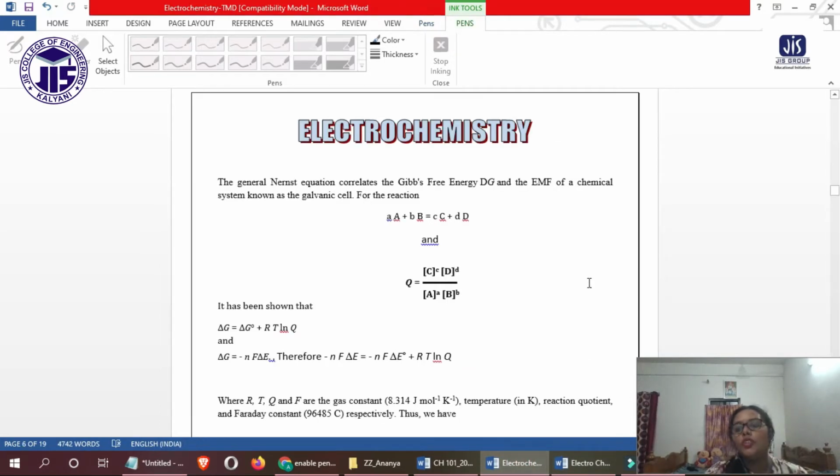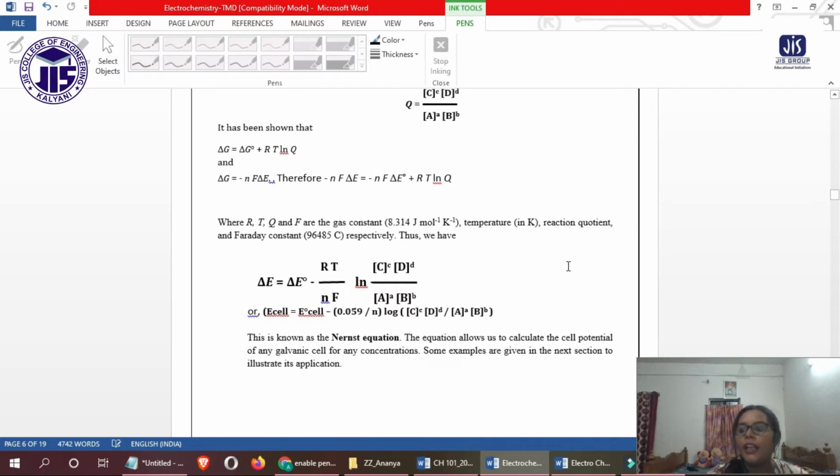In the previous class, whatever we have discussed about electrochemistry, the topic was the Nernst equation. We have discussed the Nernst equation. We have derived the Nernst equation. We have seen the forms of Nernst equation.